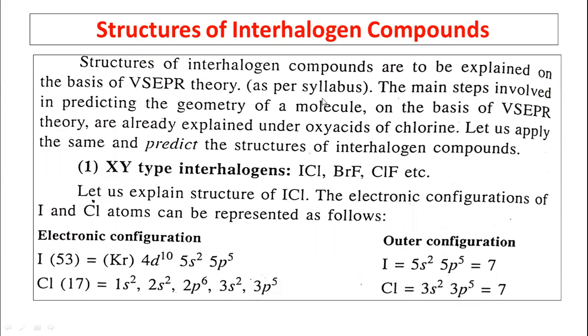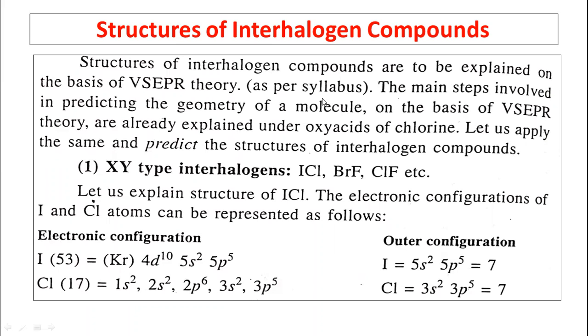In this lecture, I would like to explain the structure of interhalogen compounds. In the previous lecture, we explained the general properties of interhalogen compounds. So, what about the structures of interhalogen compounds? The structures of interhalogen compounds are to be explained on the basis of VSEPR theory, that is, valence shell electron pair repulsion theory.